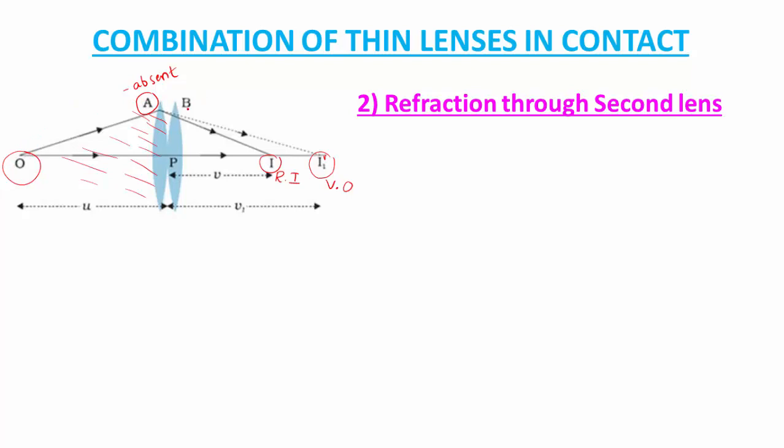So now we are having only one lens, that is B. See here, this ray of light is coming somewhere here. So we cannot see the real object. So two times refraction of light takes place. Finally the image is formed at I. Now this is a real image.